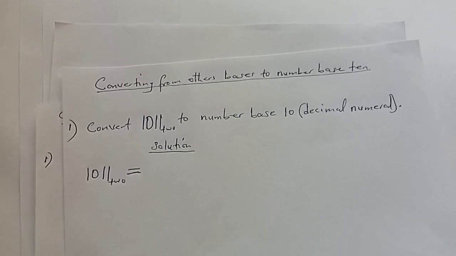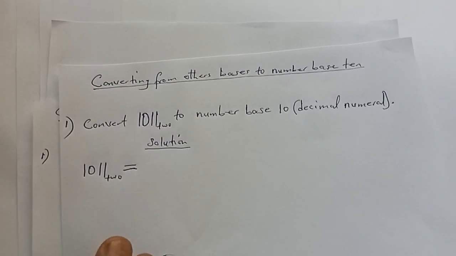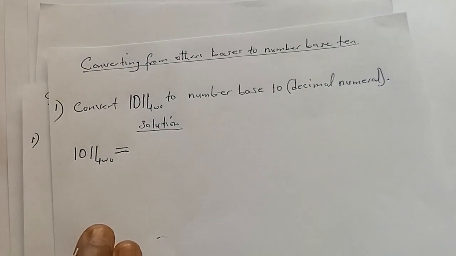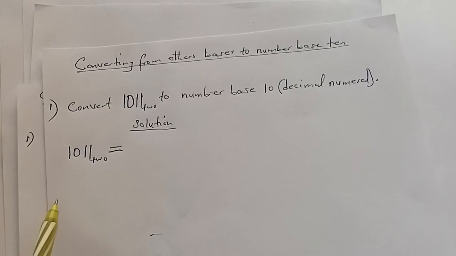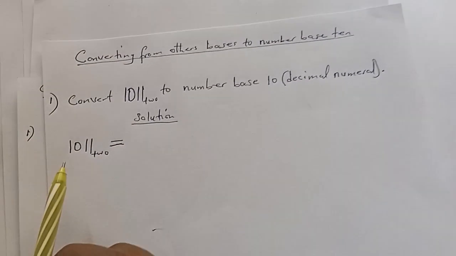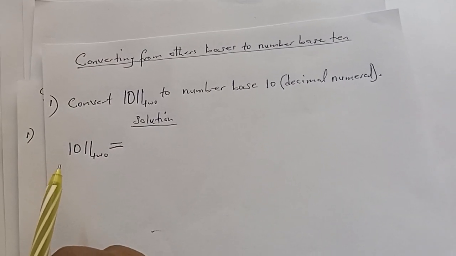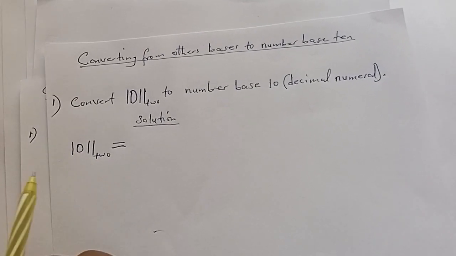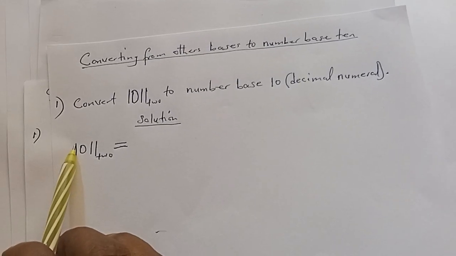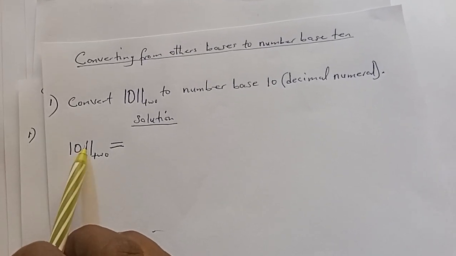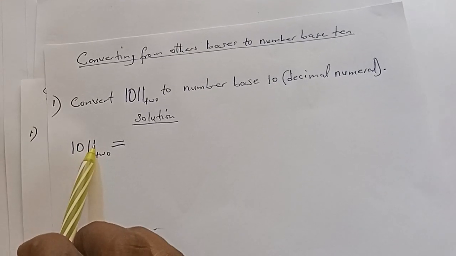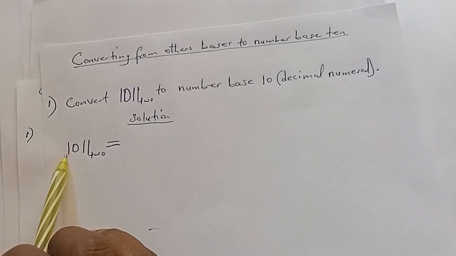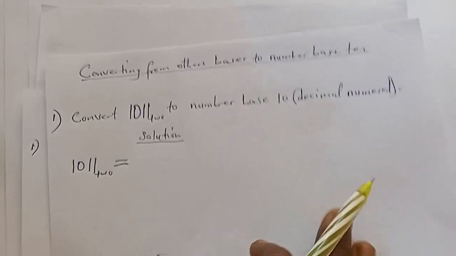Now, the trick in this problem is to identify your degree. We will be counting our degree from the right, in ascending order. Since we have four digits, we have a degree of 3, degree of 2, degree of 1, and degree of 0. Or you can say degree of 0, degree of 1, degree of 2, degree of 3. This is the trick.